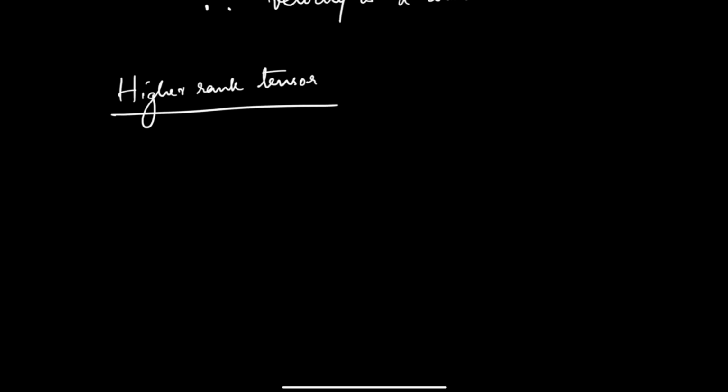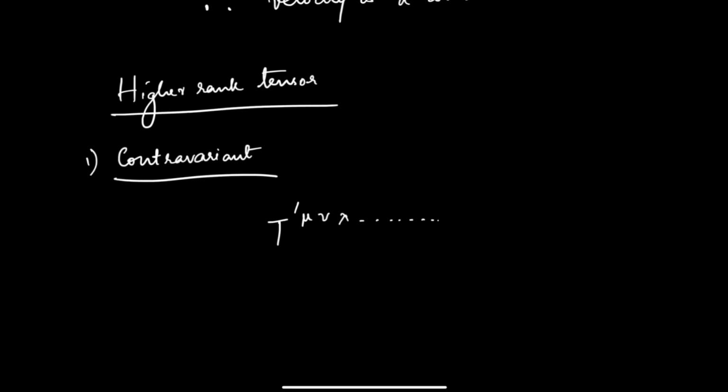Now you can also write higher rank tensors, right? I'll just mention higher rank tensors. You can add any rank, keep on adding. For example, higher order contravariant tensors: T prime mu. Not only mu, this is rank 1. Rank 2 means I have to write nu. Rank 3 means some lambda. Rank 4, rank 5, etc. I can write any number, right? So that is known as higher rank tensors.